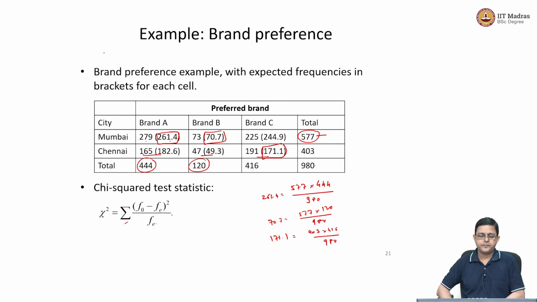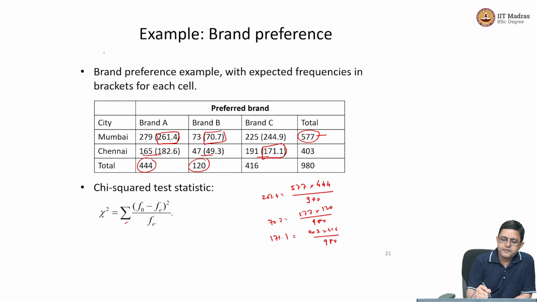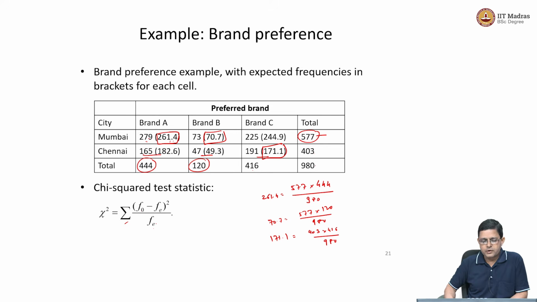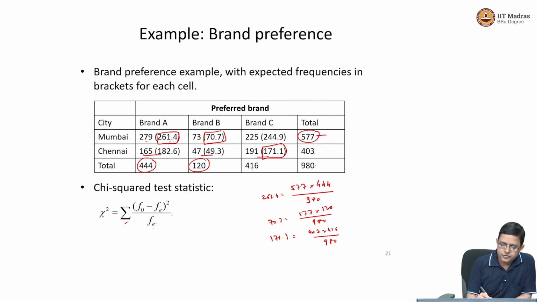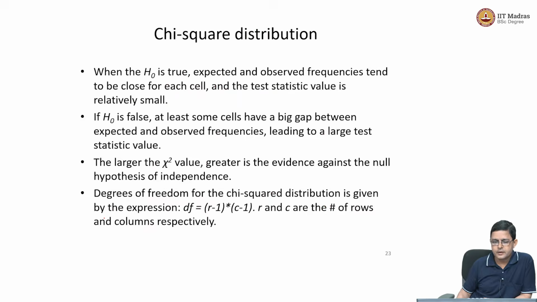Now, what is going to happen? If the expected frequency is very close to the observed frequency, we will get a very small numerator. We square it essentially to remove the negative signs. If the expected frequency is very close to the observed frequency, the numerator is going to be fairly small, and therefore the value of the test statistic is going to be smaller.